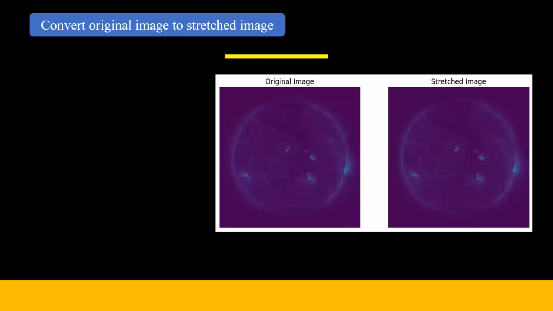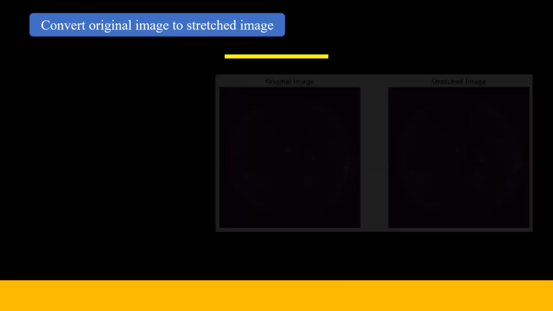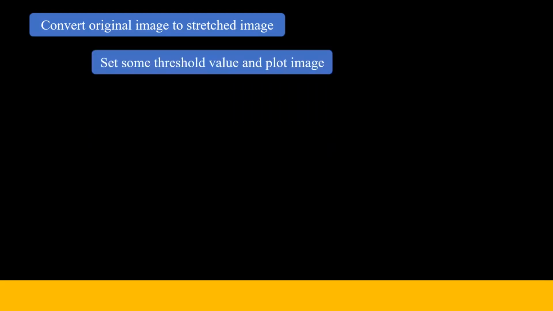Then we converted our original image into a stretched image, because it is very good for visualizing the data, it highlights the main features, and it is easier to process further and interpret. Then, as already mentioned, we worked on two methods: one is the threshold method and another one is the fuzzy C-means method.